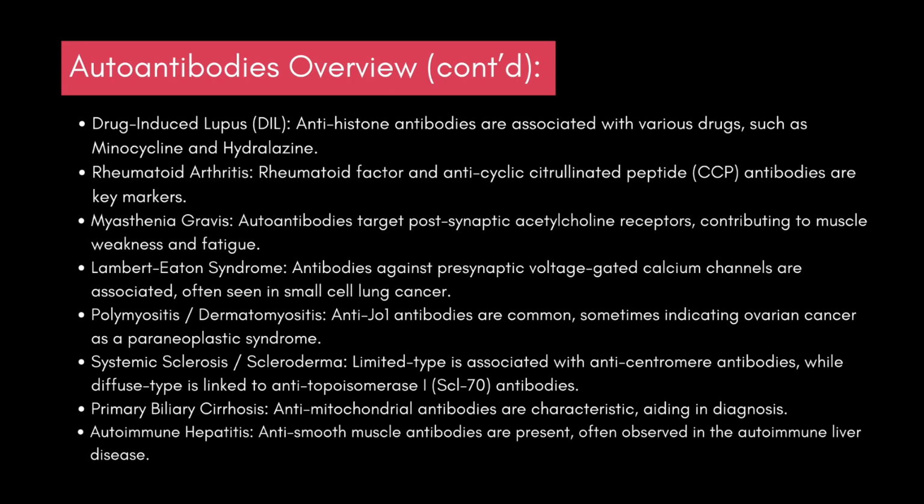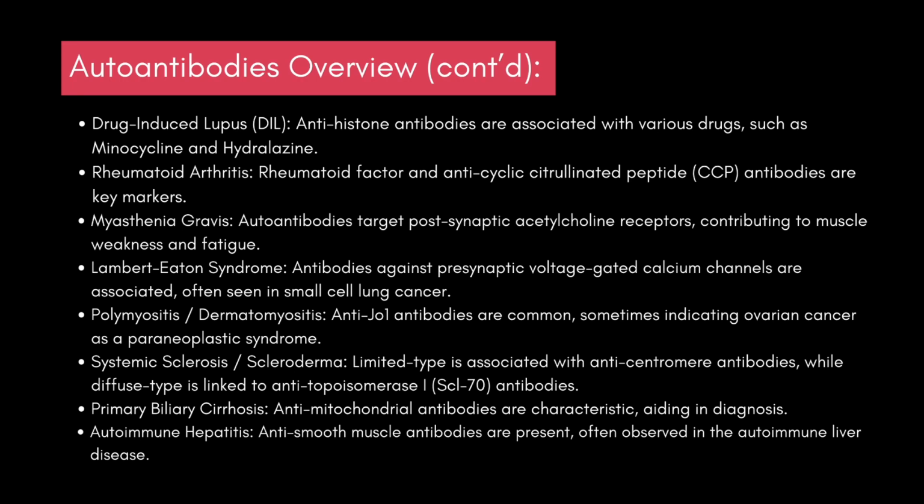Next, we have Lambert-Eaton syndrome. This is where antibodies against presynaptic voltage-gated calcium channels are associated and often seen in small cell lung cancer. Next, we have polymyositis, also known as dermatomyositis. This is where anti-Jo1 antibodies are common, sometimes indicating ovarian cancer as a paraneoplastic syndrome.